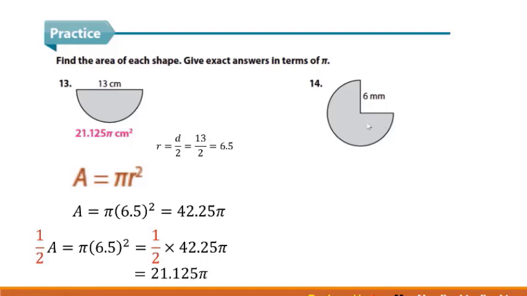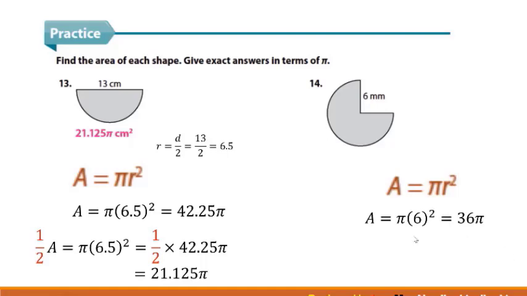Now I need to find 3/4 of a circle. So I have to find the whole circle area. So area equals pi r squared. Then I have to find my radius. My radius is already here, 6. So I change with 6. 6 squared, 36 pi. This is my area for the whole circle. The whole circle, 36 pi.